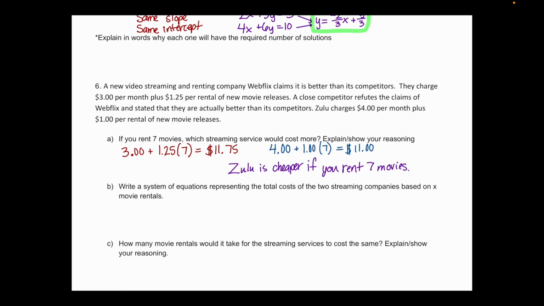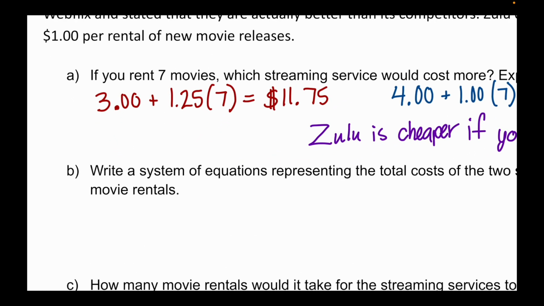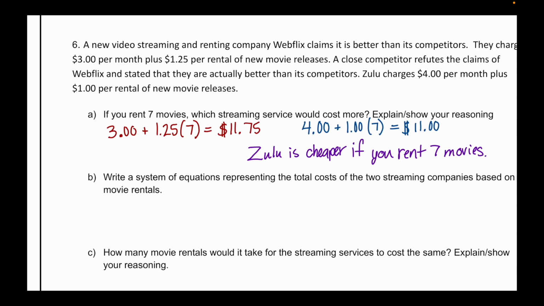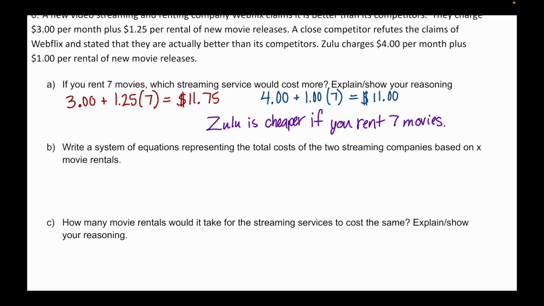Okay. So now let's write a system of equations based on X number of movie rentals. We can pretty much do that based on what we have here. So we can say the cost will maybe be Y, because they're saying X movie rentals, so we'll say the total cost, that'll be our Y variable.